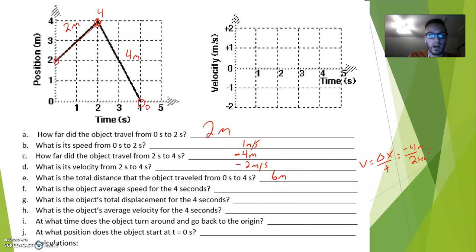Then it says what is the object's average speed for 4 seconds? Well, speed is distance, 6 meters, over time, 4 seconds. So that would get us 1.5 meters per second.